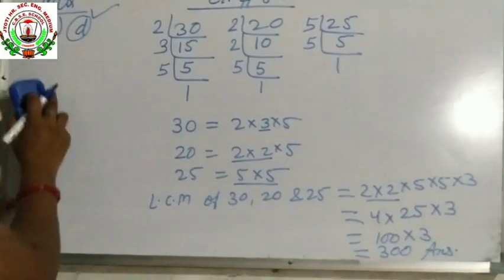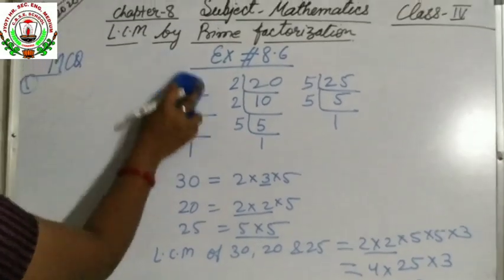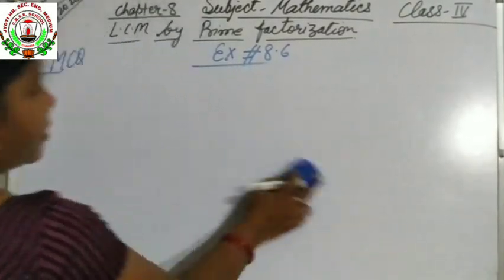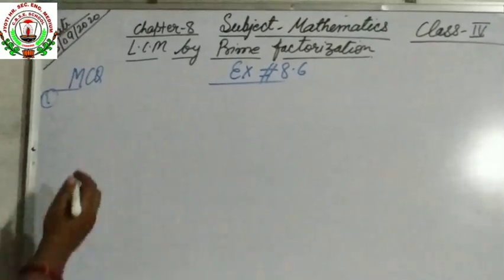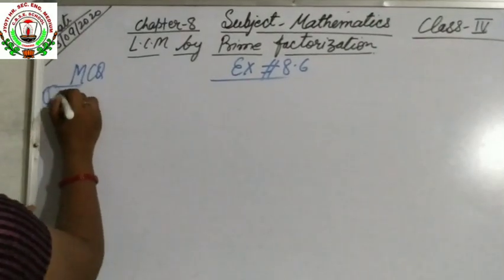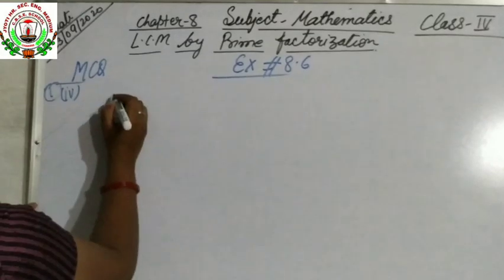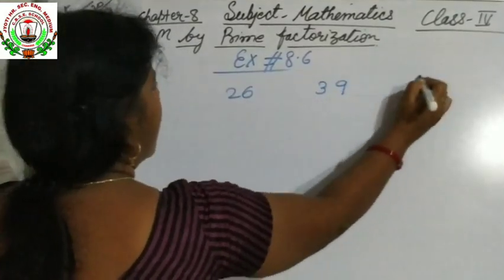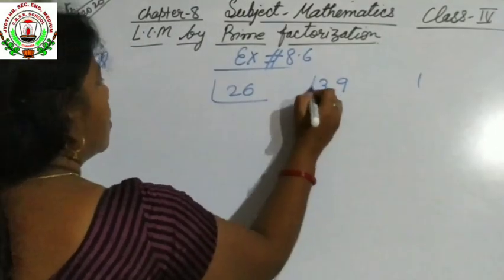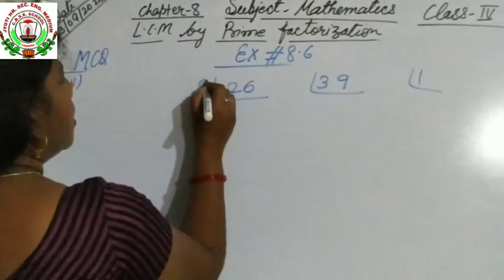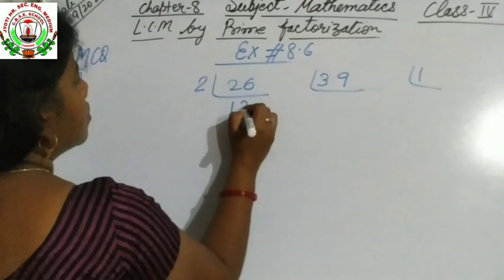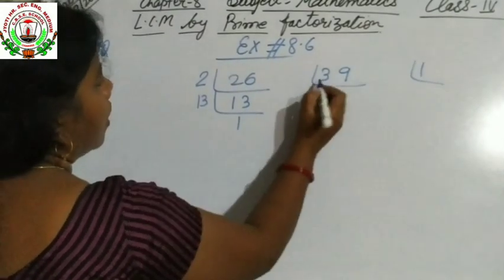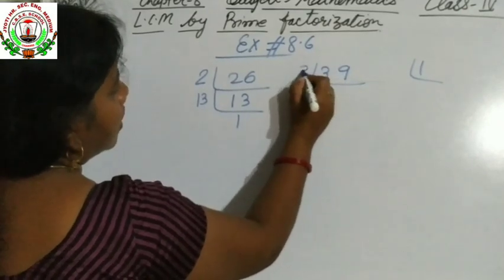Next question is question number 4 in MCQ. Question number 4. LCM of 26, 39 and 1. So here 2 1 ja 2, 2 3 ja 6. Then 13 1 ja 13. Now it is not divisible by 2, so we can take 3.